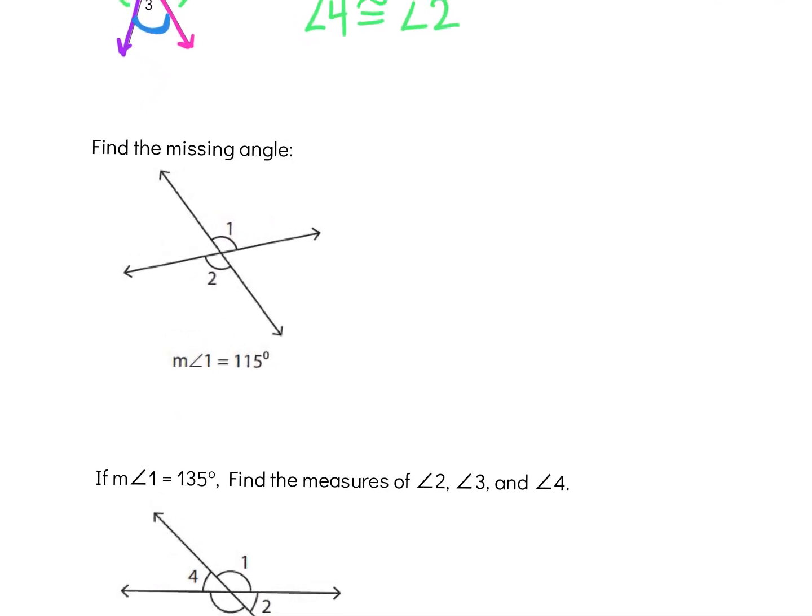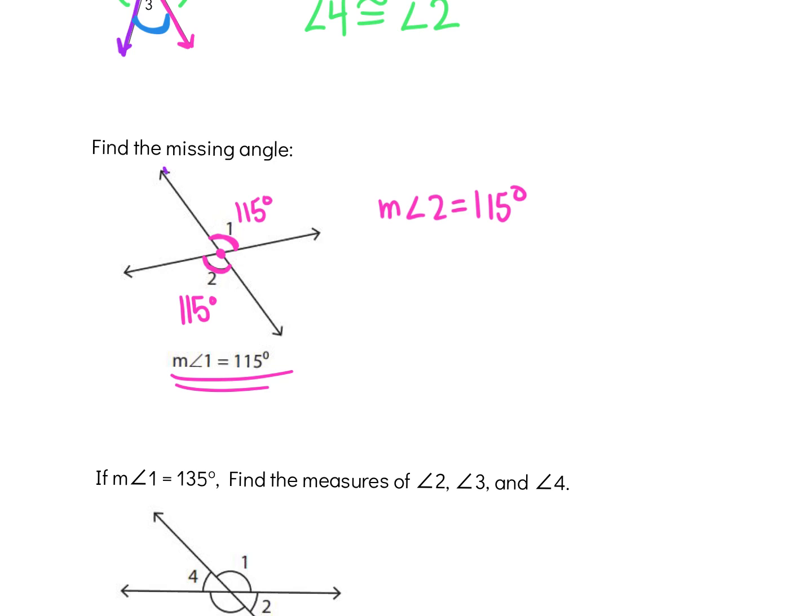So in this case right here, we have angle 1, which is right here, at the intersection point. The angle across from that is angle 2. We know these are vertical angles. If the measure of angle 1 is 115 degrees, that means that the measure of angle 2 is also 115 degrees. Now we can use our supplementary angle relationship to figure out what those other two angles are.